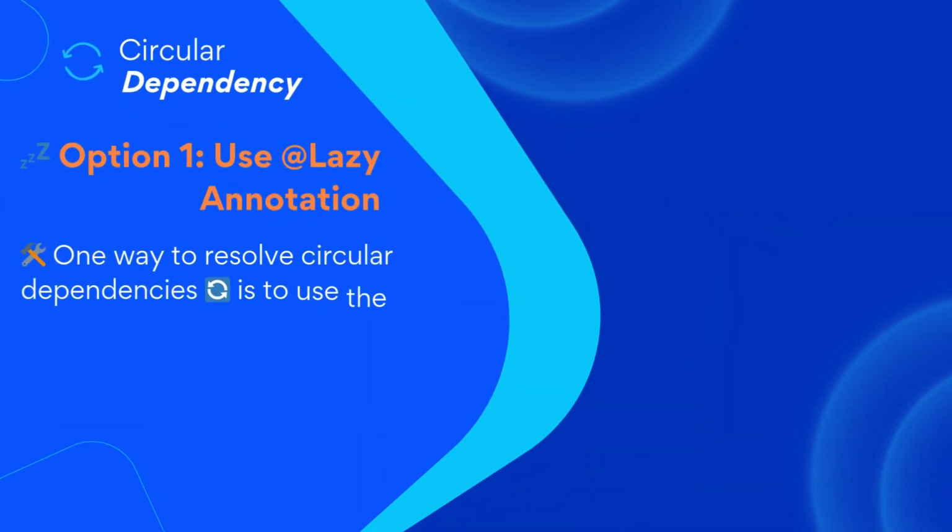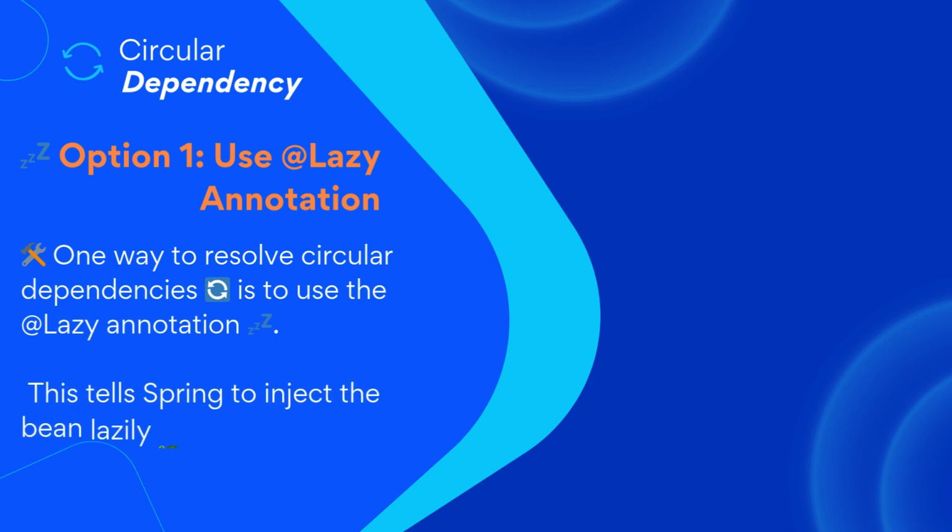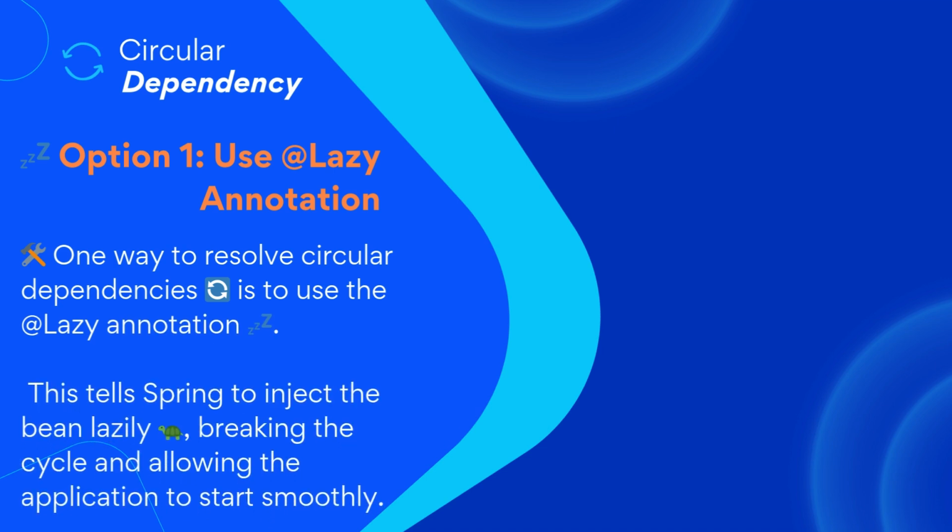The @Lazy annotation tells Spring, hey, don't create or inject this bean right away. Just wait until it is actually needed, then create it. This is called lazy initialization. This breaks the circular dependency at startup because Spring is no longer required to inject both beans immediately. It can create one, postpone the other, and resolve the cycle just in time.